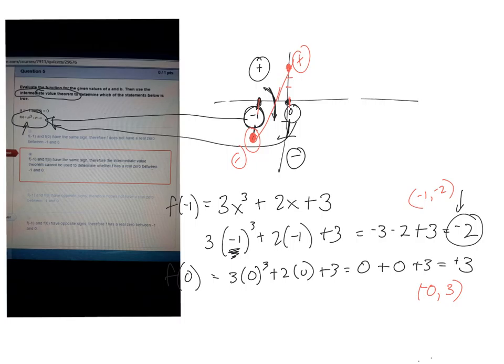All right, so that's why it says, let's see, they have different signs. So what does that one say? F(-1) and F(0) have opposite signs, therefore does not have a real 0? No, that's not it. F(-1) and F(0) have opposite signs. That's what we found. One was a negative number and one was a positive number. Therefore, there's a real 0 in between them. That's your answer right there. Hopefully that helps you with the intermediate value theorem.